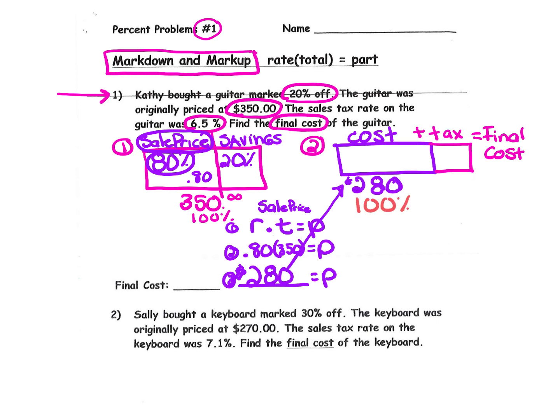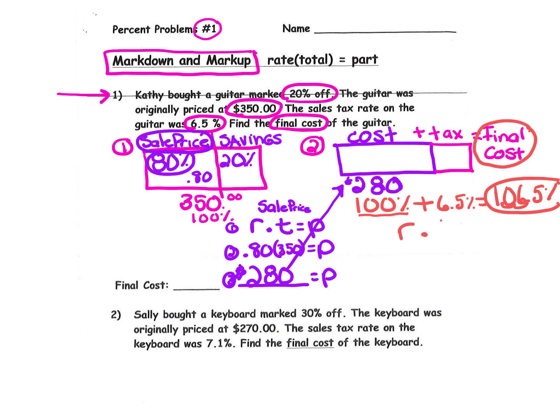So, we have to take 100% of the cost of the guitar and add 6.5% tax. Altogether, that's 106.5%. As we convert it to a decimal rate, we're going to use this rate to find the final cost that we owe the store.